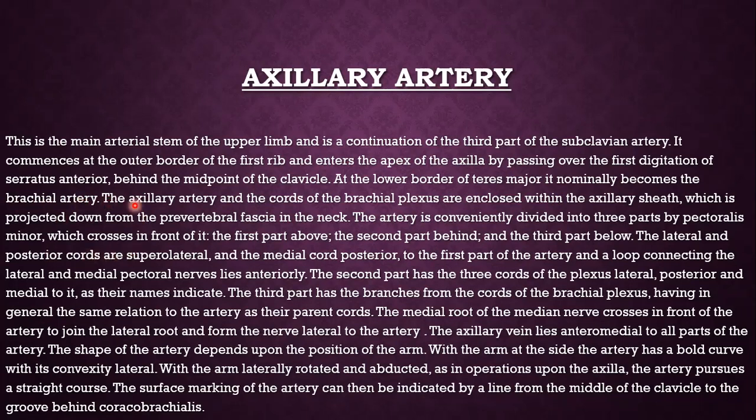Now, the axillary artery and the cords of the brachial plexus are enclosed within the axillary sheath. In the axilla, this axillary artery and the cords of the brachial plexus are enclosed within this fascial sheath known as the axillary sheath, which is just a downward prolongation of the prevertebral fascia in the neck. So the prevertebral fascia in the neck usually extends into the axilla as the axillary sheath.